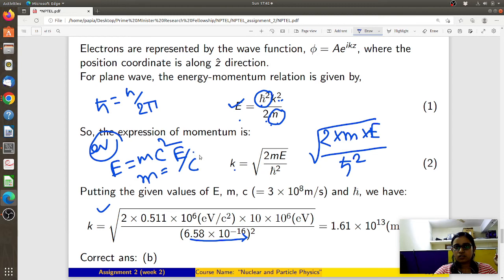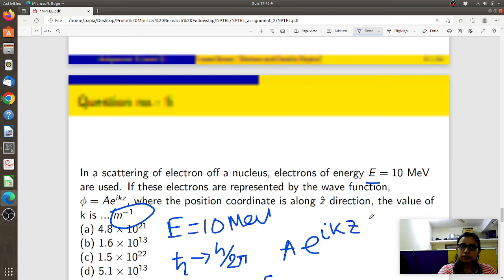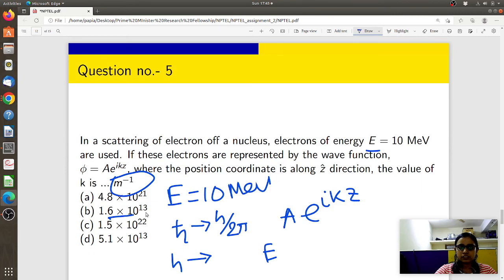So E square, so that means c square will be there, so that means E is 10 into 10 to the power 6, and the mass is 0.511 into 10 to the power 6, that means 0.511 MeV, which in eV divided by c squares, and c is nothing but 3 into 10 to the power 8 meter per second. So if I put all the values here, we get the value in the unit of meter inverse, and the value will be 1.61 into 10 to the power 13 meter inverse. So the correct answer will be B, 1.6 into 10 to the power 13 meter inverse.